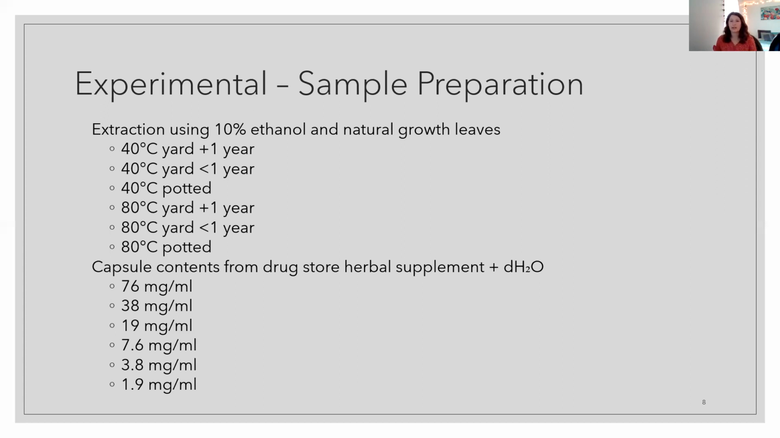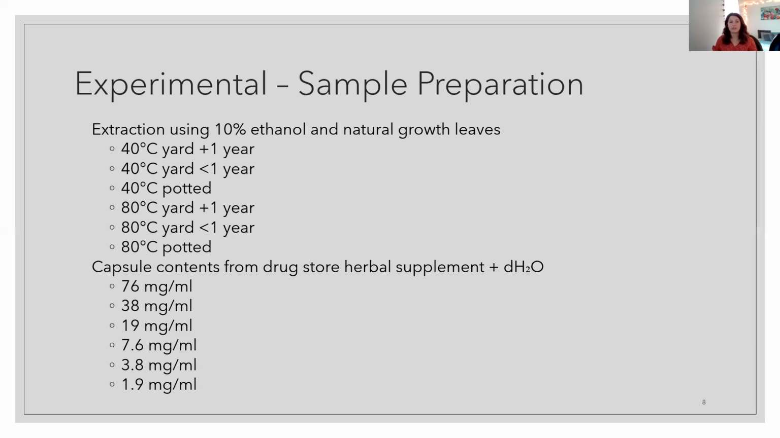The second set of data that we collected was from samples that were taken from the Echinacea supplements that were seen in the earlier slide. So these were pure Echinacea supplements. We got them from Rite. And we made solutions of 76 milligrams per milliliter, 38 milligrams per milliliter, 19 milligrams per milliliter, 7.6, 3.8, and 1.9 milligrams per milliliter.